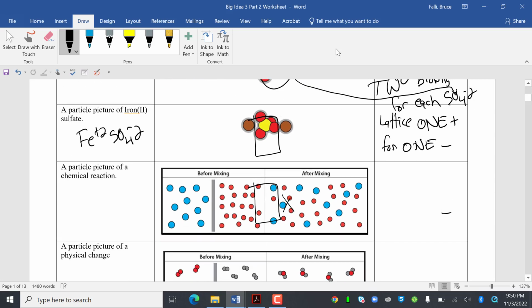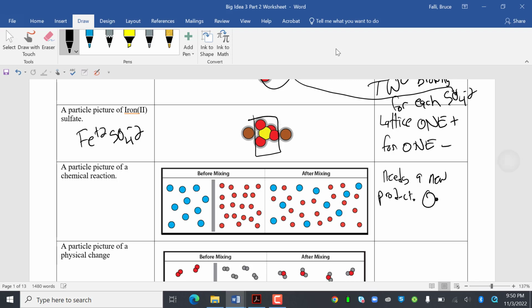Okay. Particle picture of a chemical reaction. Uh-oh, it added an X for me. So if these react, it needs a new product. Well, I put a new products. Good job with the verb tense. Needs a new product. So it might be a big and a little. Okay. You could have a big, little, right? But it needs to have a new product with bonds. In this case, it would have to have bonds because the other ones didn't.